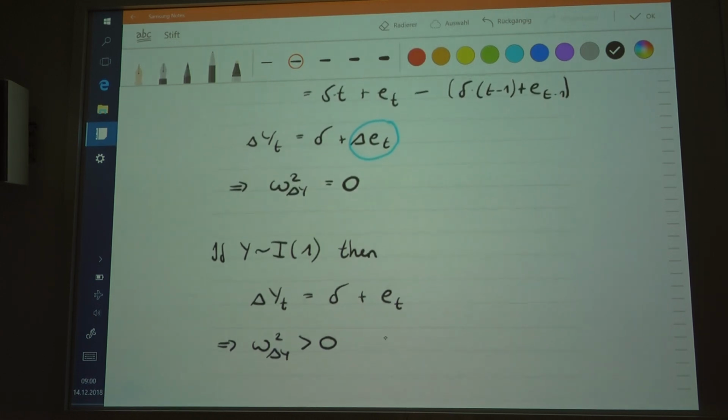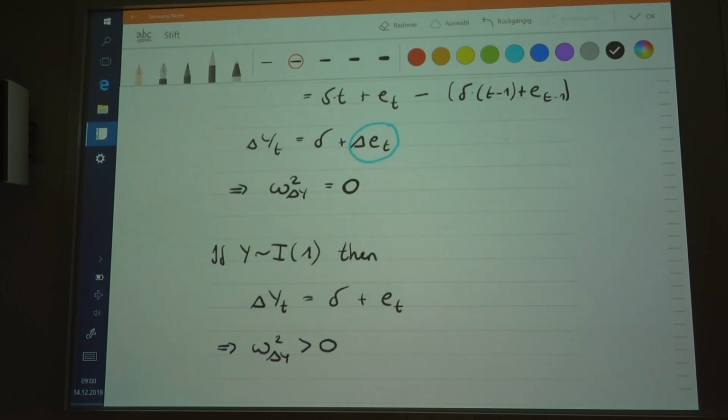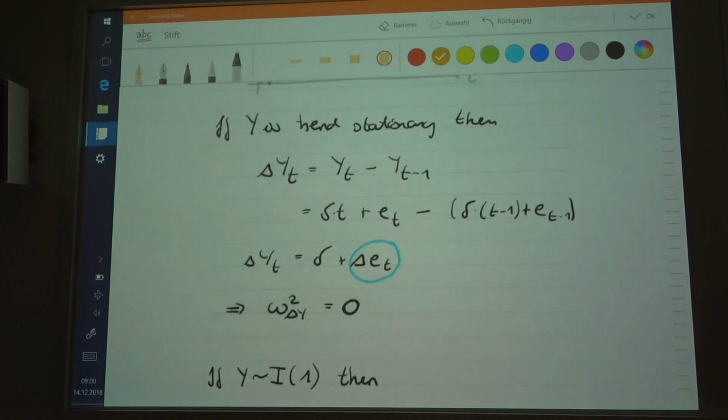So again, let me just summarize that. Here in this case, you have a trend-stationary process.